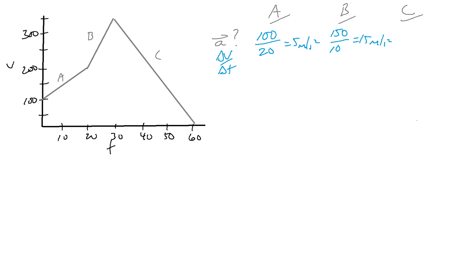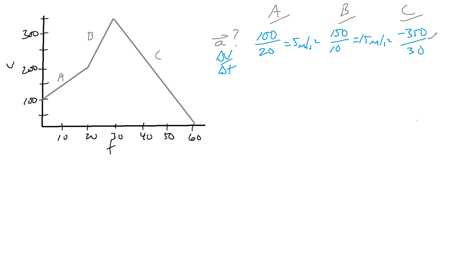Okay, so for part C, we're starting at 350, and it goes all the way back down to 0 for speed. So it went from 350 to 0. So the speed dropped by 350. So technically it's negative 350 because, of course, you're losing speed. And that took 30 seconds.